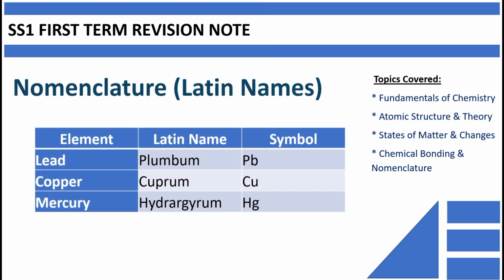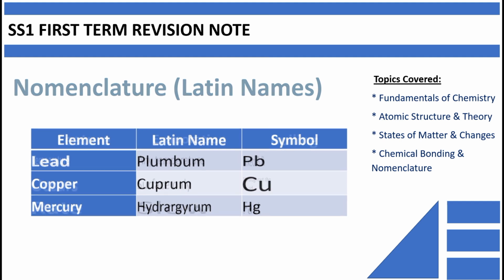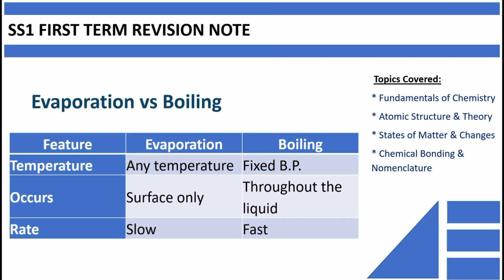So we have some elements whose names and symbols do not look alike. Something like lead, plumbum, Pb; copper, cuprum, Cu; mercury, hydrargyrum, Hg. These names I called are from the Latin names of these elements. Do you know there is a difference between evaporation and boiling? In evaporation, it occurs at any temperature, at the surface of the liquid only, and it is slow. But for boiling, it occurs at the fixed boiling point temperature and occurs throughout the liquid, and it is fast. So that's a way we can use to differentiate between boiling and evaporation.